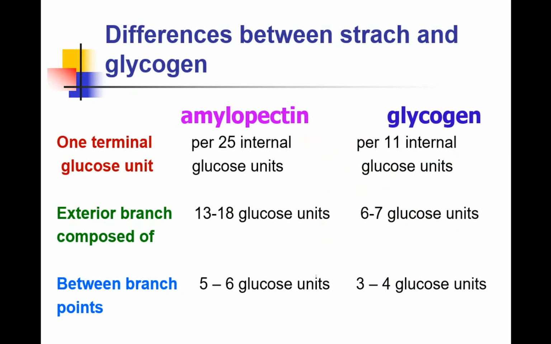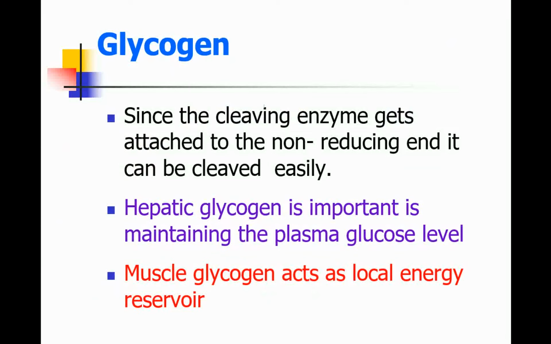So there are many branches. And each branch starts at every 7 to 8 glucose units. You will find a branch point in glycogen. Since the cleaving enzyme gets attached to the non-reducing end, it can be cleaved easily. The cleaving enzyme for glycogen is glycogen phosphorylase. Glycogen phosphorylase or debranching enzyme is the one which can cleave this glycogen and cause the release of free glucose molecules.